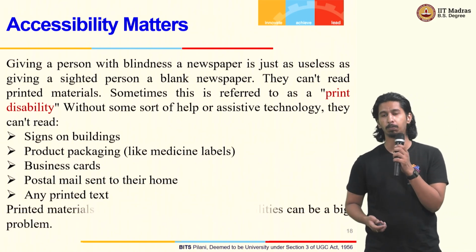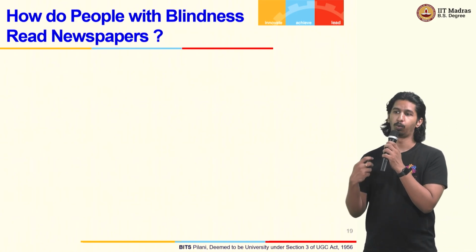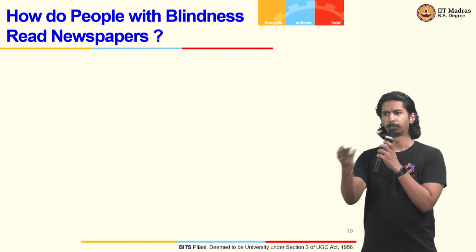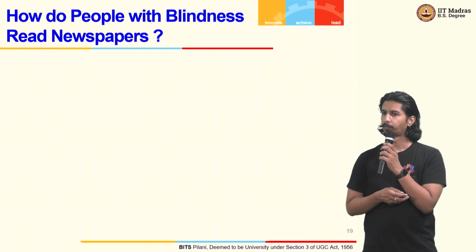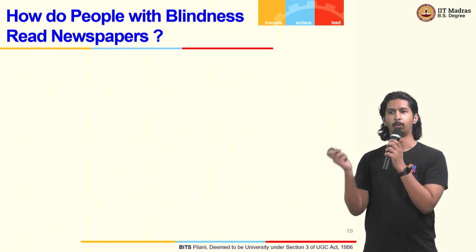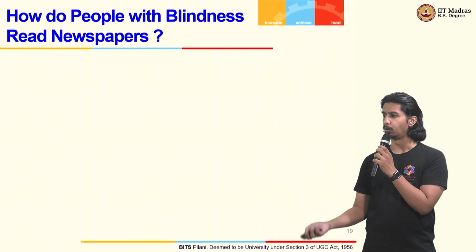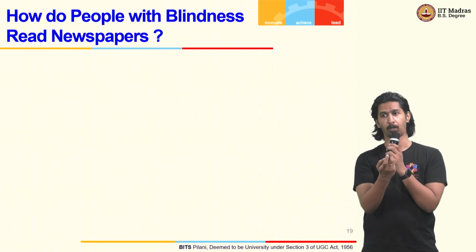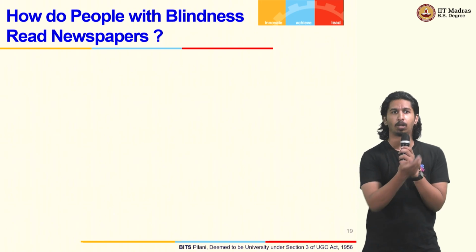This could really be a problem, but how do people read then? How do people with blindness read newspapers? Braille. Okay. What else? A person with blindness wants to read the newspaper but is unable to do so. So what are all the different options? Okay. Audio, right?